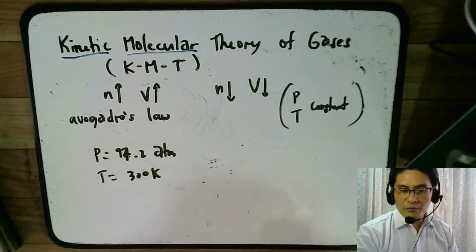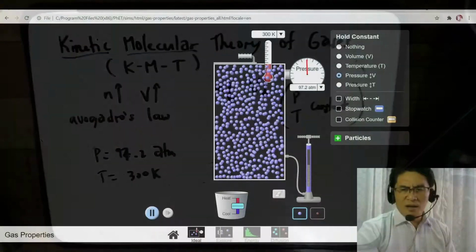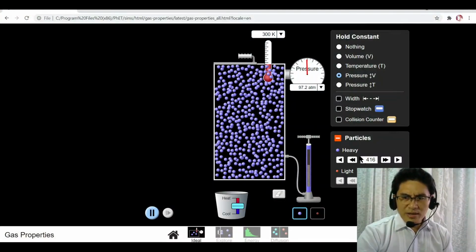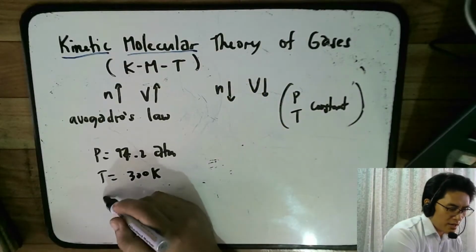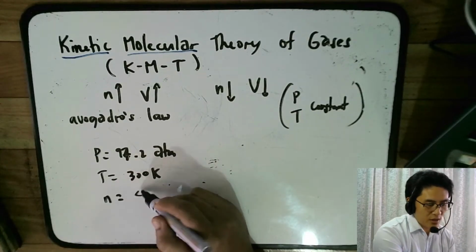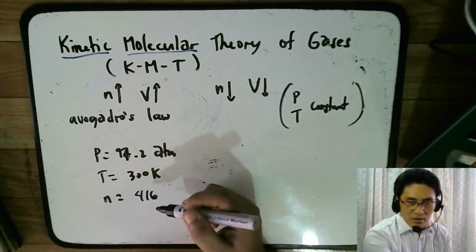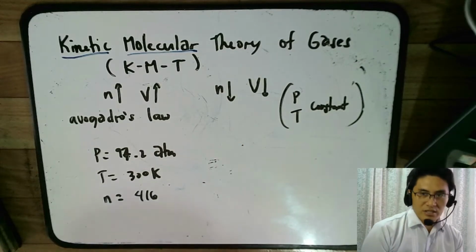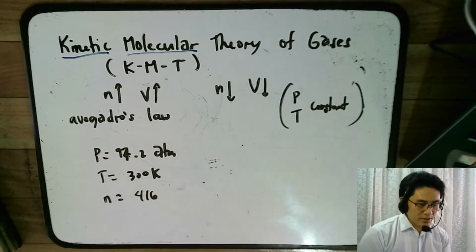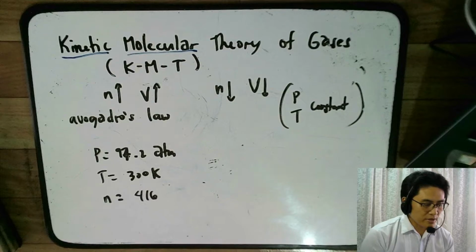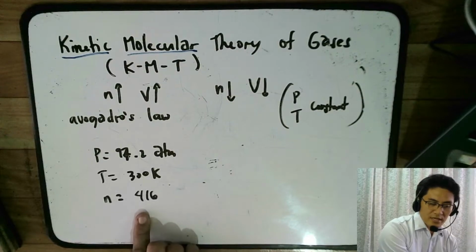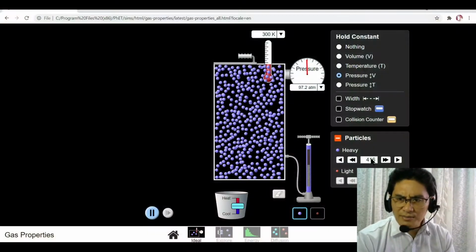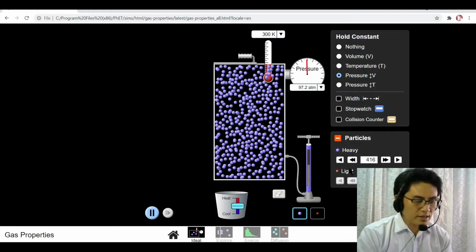If we take a look at the particles, right now I have 416 particles. Again, please take note that in reality, we don't count particles individually. We count them in moles, but in this animation, because the numbers would be in the quintillions, septillions and sextillions, we have to deal with a smaller number of particles. In this case, you have 416 particles, as can be seen here.